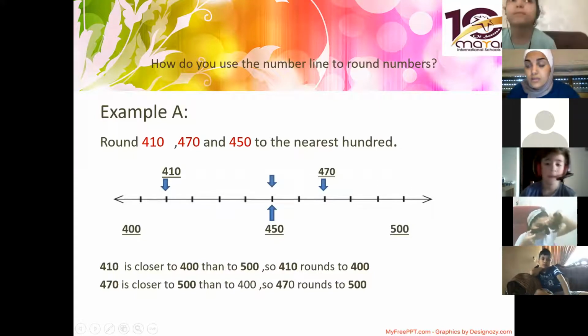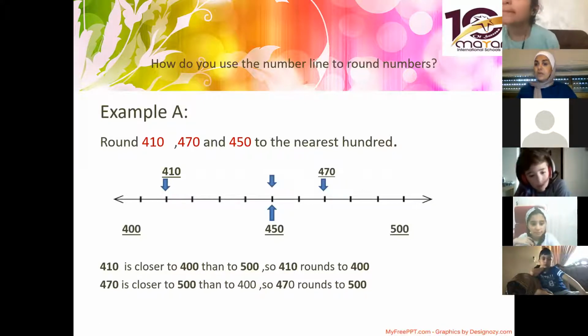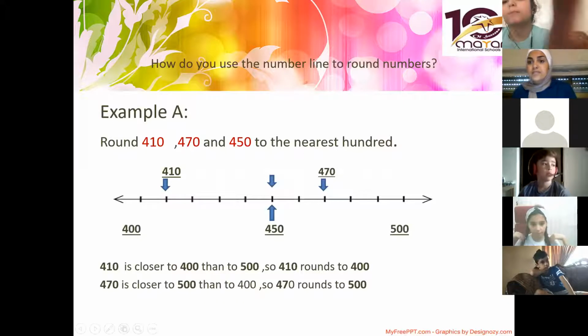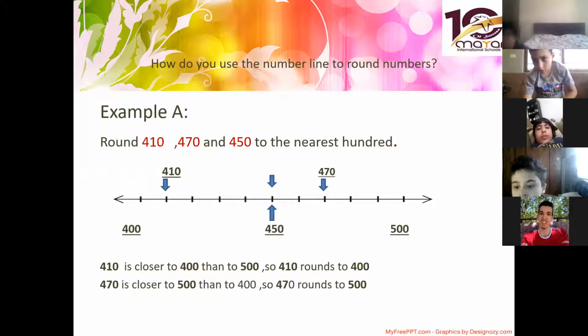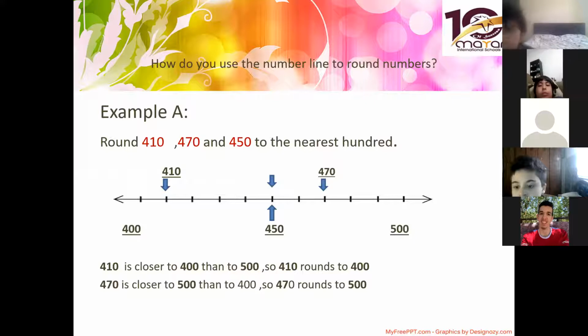How are we going to do that? We will use the number line. What is the first 100 that you can see in this number line? Wissam, Habibi, what is the first 100 that you can see on this number line? 400. Thank you very much. And what is the last one? 500. Good job. So we will choose 400 for each number or maybe 500.